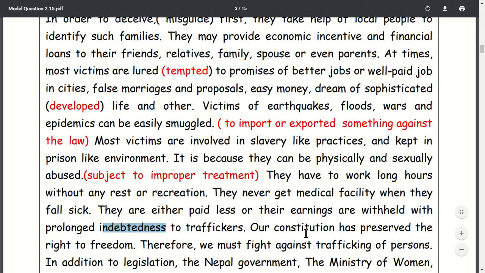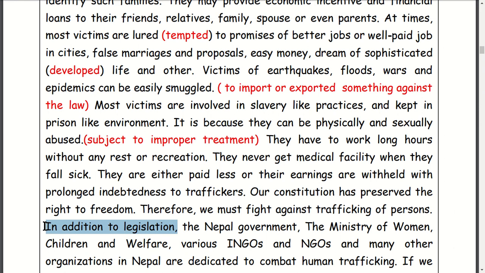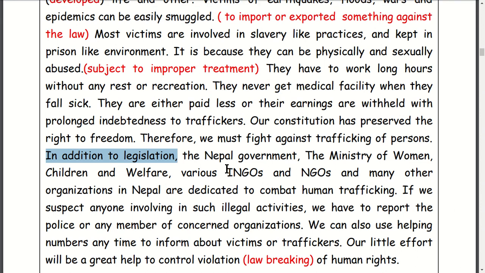Our constitution has protected the right of freedom. Therefore we must fight against the trafficking of persons. In addition to legislation, which forms the rules, the Nepal government, the Ministry of Women, Children and Social Welfare, various INGOs and NGOs and many other organizations in Nepal are dedicated to combating, meaning fighting, women trafficking.